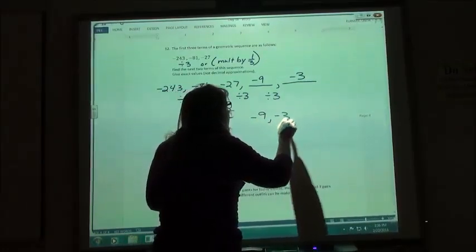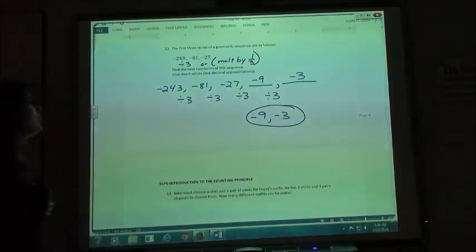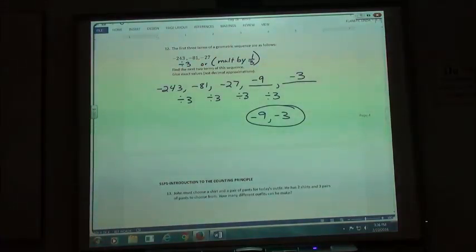So -9 and -3 are the next two terms in my sequence. So a geometric sequence, you're either multiplying or dividing by the same number.